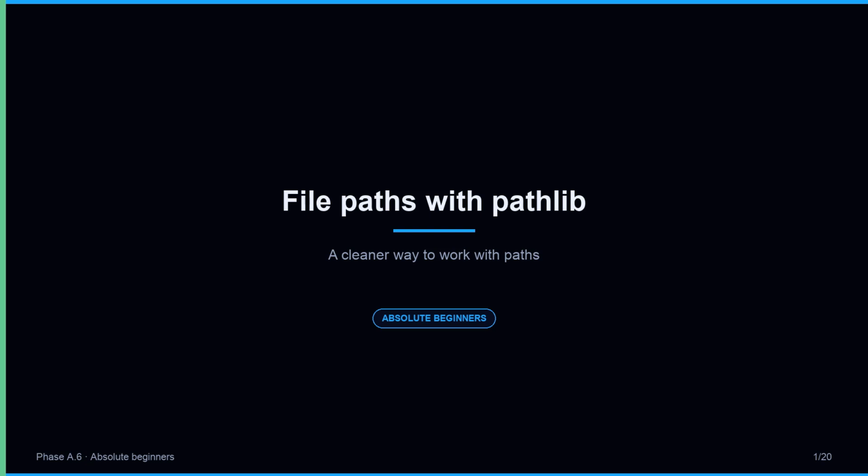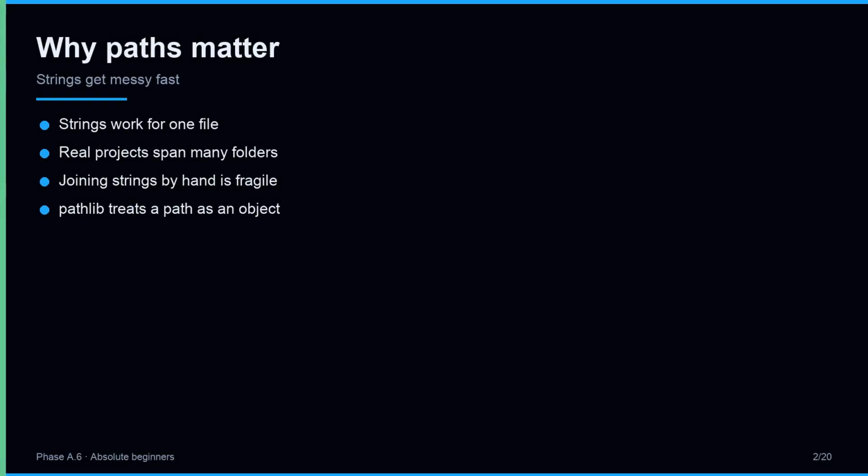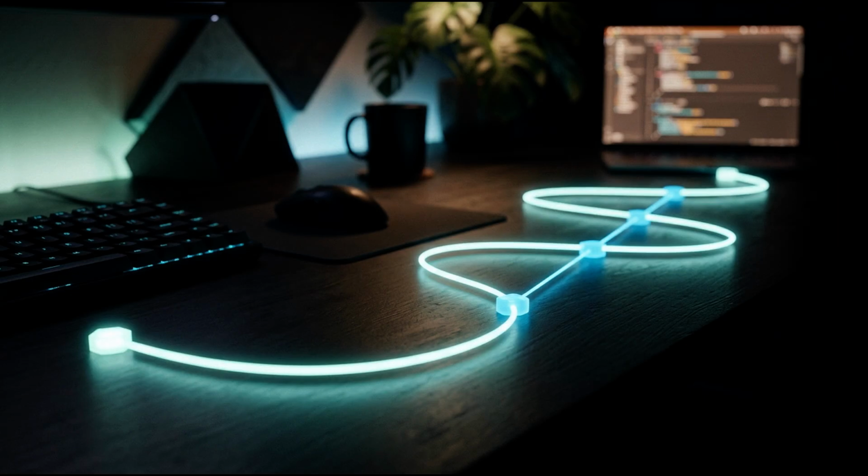Objects, not strings. Think about what happens when your project grows. You have a data folder, an output folder, a config folder. Each holds files you need to read or write. If you build paths by concatenating strings with slashes, you worry about operating system differences, trailing slashes, and easy mistakes. Pathlib fixes all of that. A path becomes a first-class object with helpful methods, not just a piece of text. Strings get messy.